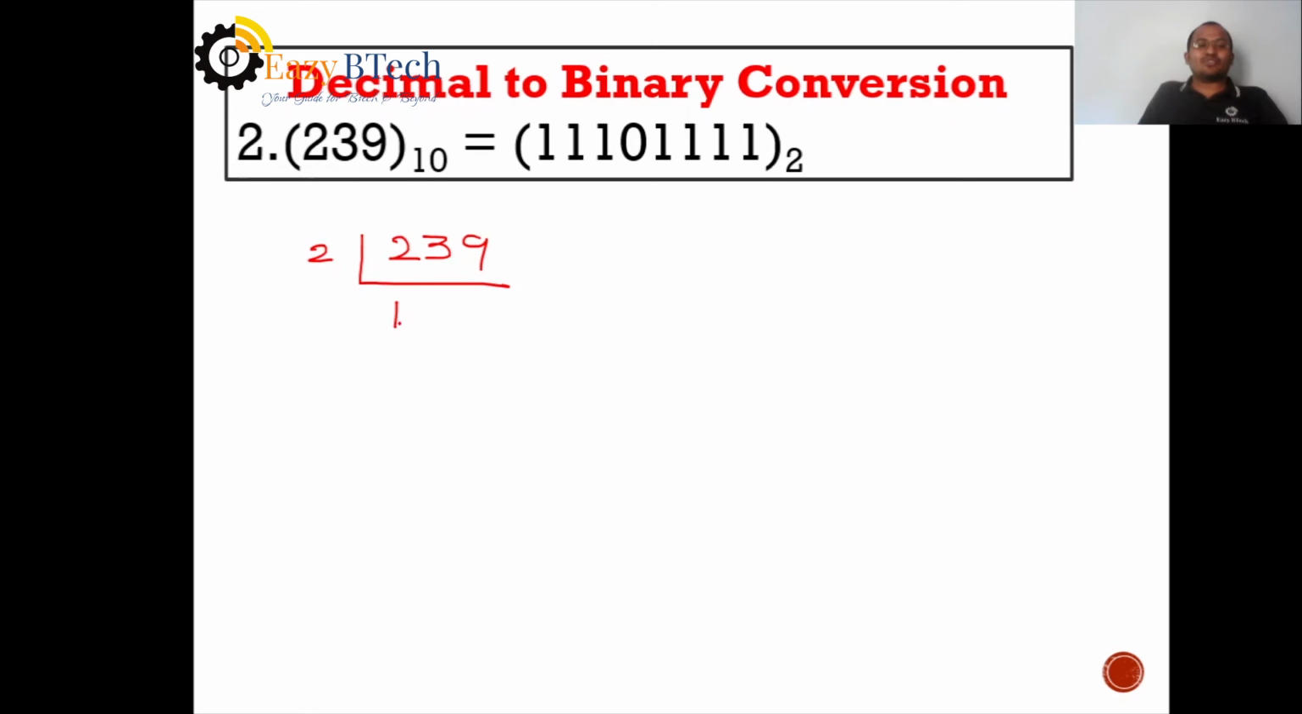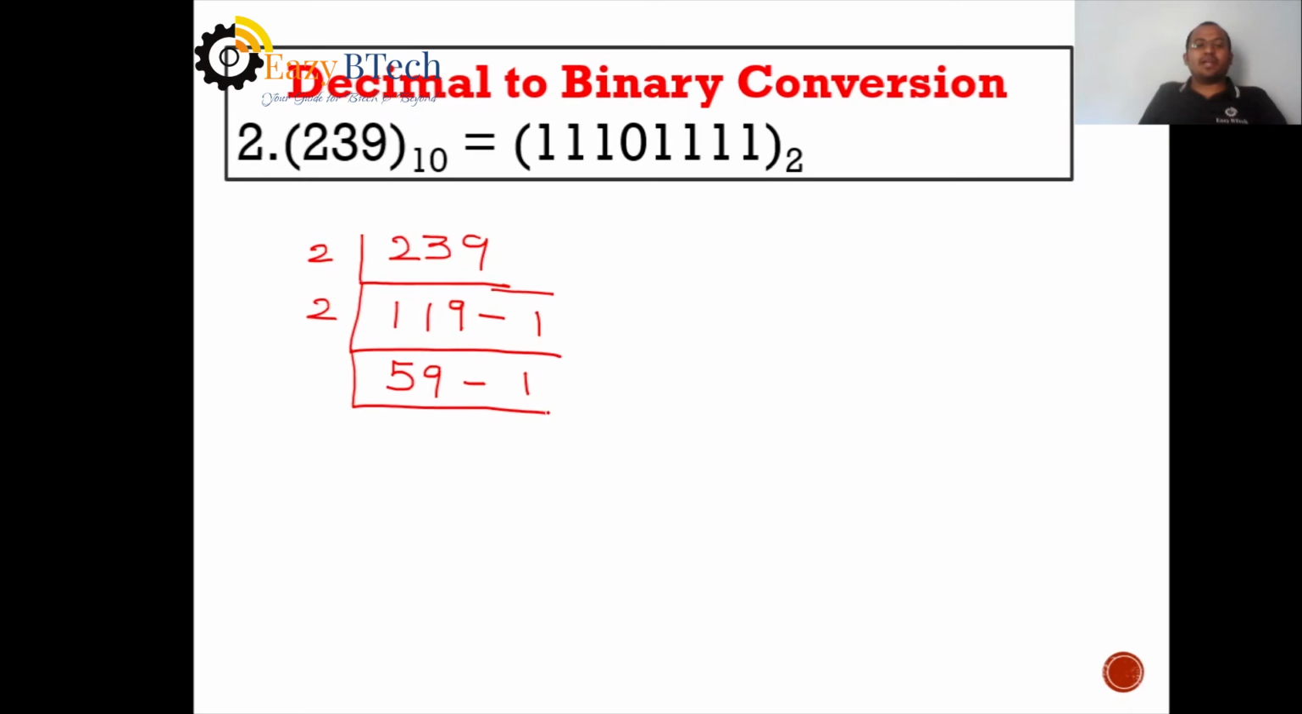2 ones are 2. And then 19, so 2 9 times. And the remainder will be 1. 2 1 ones are 2, 19 minus 18... 239 minus 238, the remainder is 1. So again, if we divide by 2, how many times will it divide? 2 5s are 10, and 19 we will have. Again, if we divide, 9, 18, so the remainder will be 1.